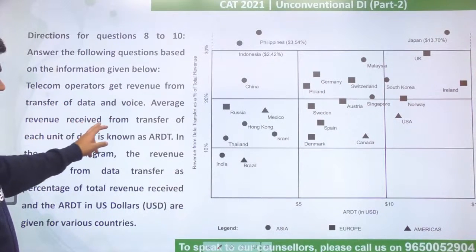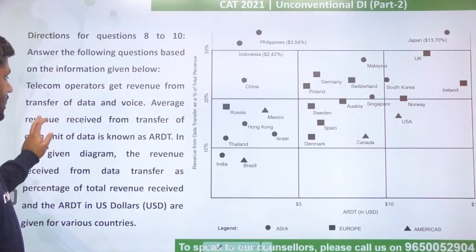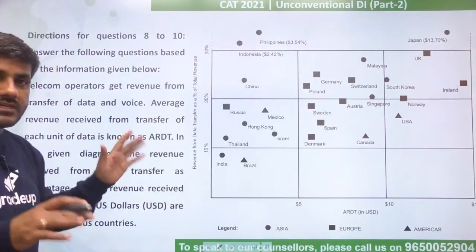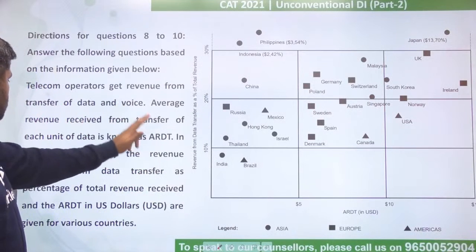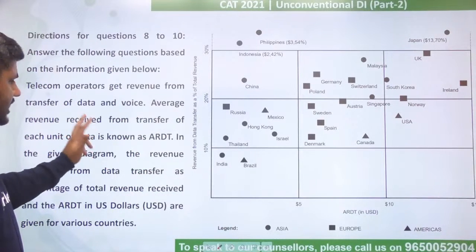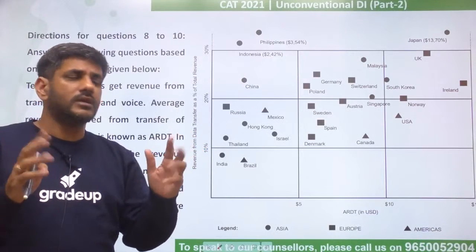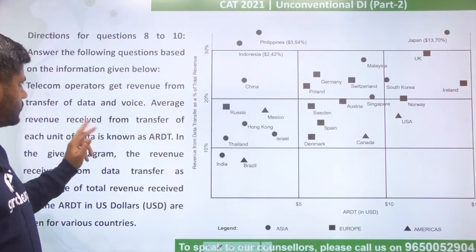Average revenue received from transfer of each unit of data. Average revenue received, मतलब this is how I do in the exams, क्योंकि एक बार में तो इसी तरह की चीजें समझ नहीं आती मेरे को. So I do average revenue received from transfer of each unit of data. So I'll always think of this first. What does that mean? How would I calculate that?